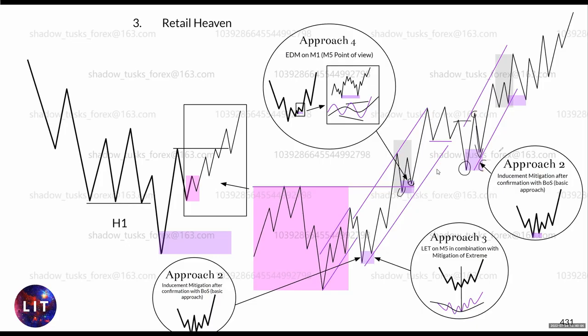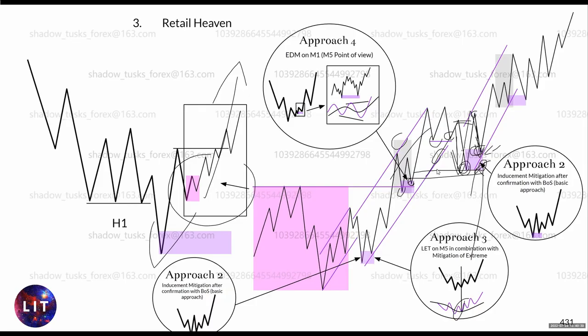LET entry in here, right, away from this inducement of the build-up, channel build-up, equal lows build-up, inducement into mitigation, break of structure into mitigation. If that's also a LET entry, take it. Expecting the retail heaven away from the medium inducement, definitely a possibility. Okay, also left equalize in here, 3, 4, take it.